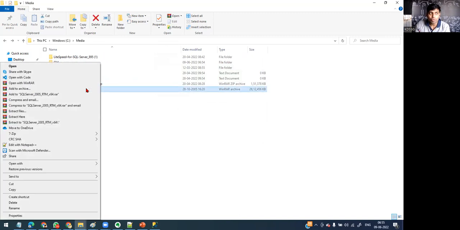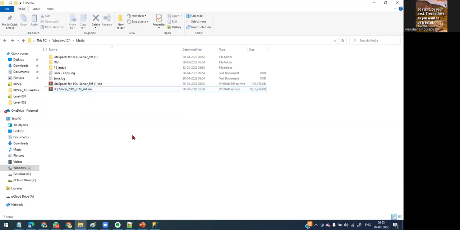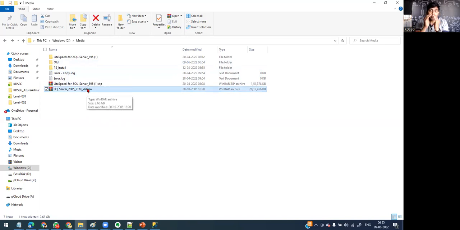I will right click on 2005. Sir, did you notice my file is in which format? File name. ISO. What is ISO? It's nothing but an image file, sir. To avoid virus, because if I keep the software extracted, virus spread can be possible. So to avoid virus, Microsoft also keeps the software in the ISO format. It's a common practice normally people do. So ISO is nothing but the image format.